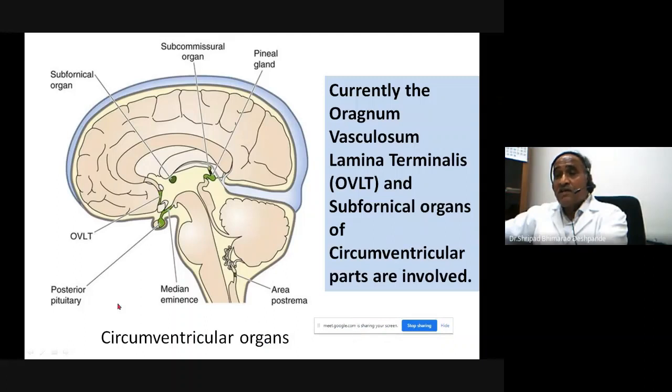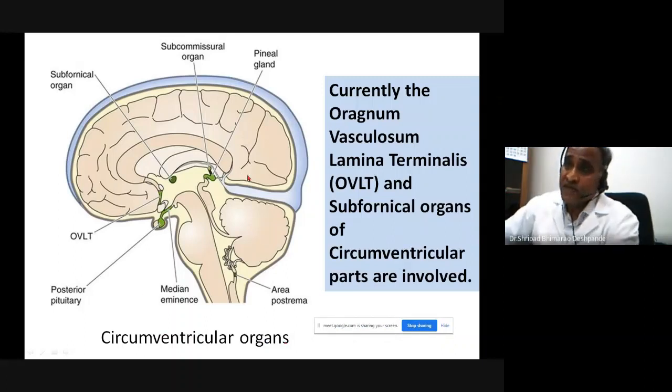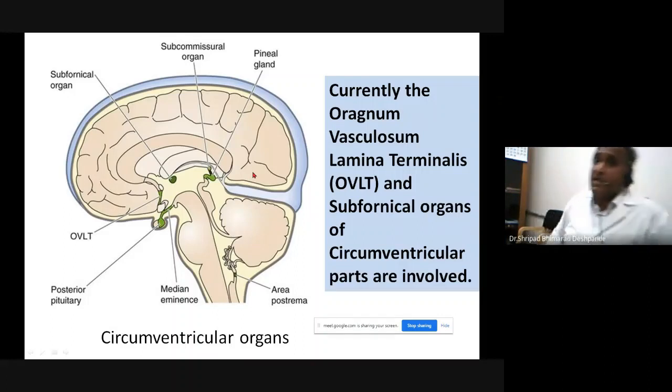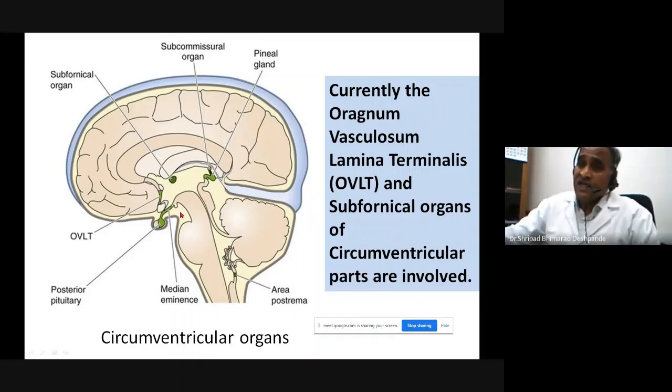Maybe we may go further. So these are the circumventricular organs. I mentioned this. These are the areas in the brain which have some deficiency of the blood-brain barrier. You start from the OVLT, organum vasculosum lamina terminalis. This is the area here in the suprachiasmatic region. This is one of the areas wherein it is freely accessible to extracellular fluid changes or the blood changes.